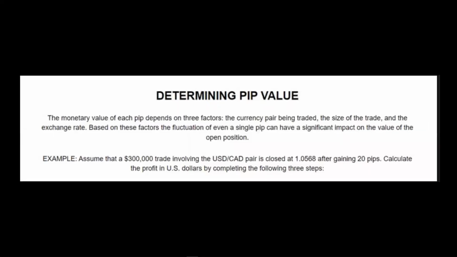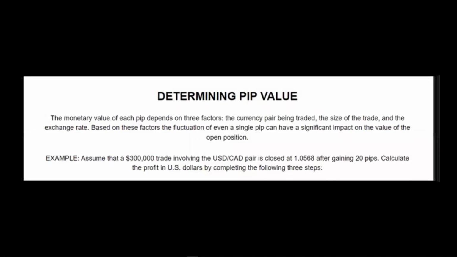Determining pip value. The monetary value of each pip depends on three factors: the currency pair being traded, the size of the trade, and the exchange rate. Based on these factors, the fluctuation of even a single pip can have a significant impact on the value of the open position. Let's take an example. Assume that a 300,000 trade involving the USD-CAD pair is closed at 1.0568 after gaining 20 pips. Let's calculate the profit in US dollars by completing the following three steps.